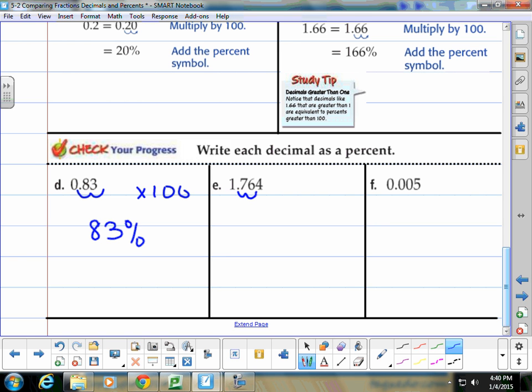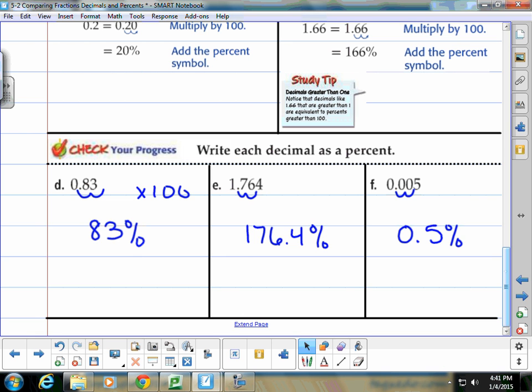1, 2. This should be more than 100% because it's more than 1. So I end up with 176 and 4/10 of a percent. And here, this is going to be far less than 1, and it's going to be 0.5%. Okay, so fairly easy here so far, just moving decimals, multiplying and knowing your place value.